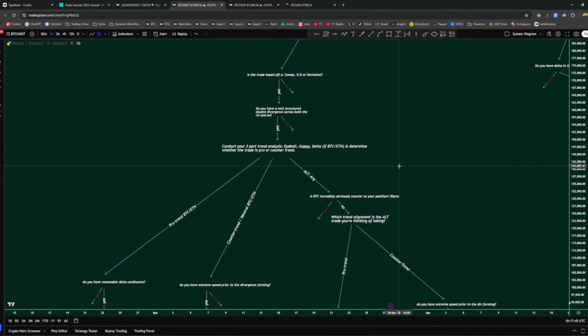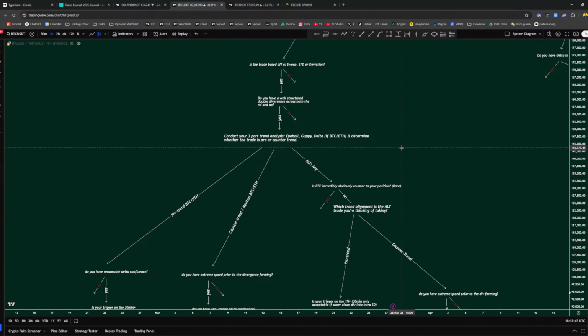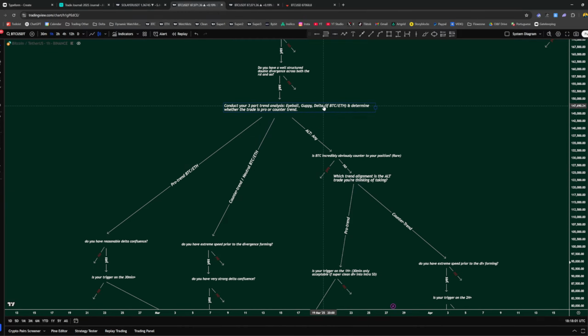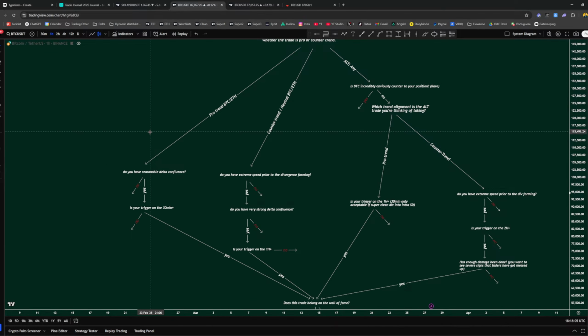Okay, so from here it's multiple choice, right? We could be taking a pro trend trade on either BTC or ETH. Could be taking a counter trend trade or neutral on BTC and ETH, or we could be taking an alt trade, right? So this is the next level, okay? So pro trend BTC and ETH goes on to, do you have reasonable delta confluence? Assuming yes, is your trigger on the 30-minute plus, okay?